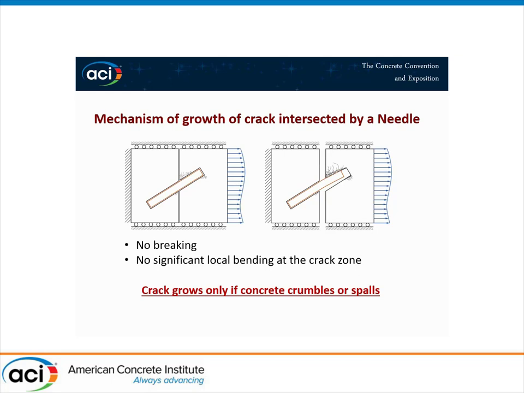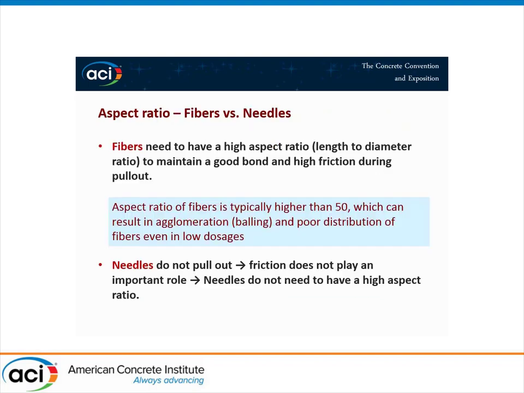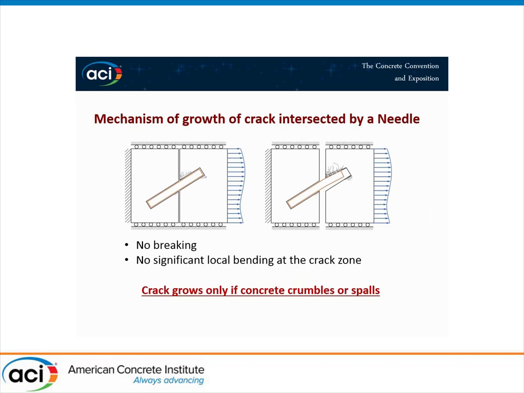the concrete matrix surrounding the needle needs to crumble, or spall. Otherwise, it will not grow anymore, and new cracks start somewhere else and will be intersected by new needles. So again, before I move on, that is what a needle means. It bends a little bit and it's very strong. It does not break. It does not really pull out.